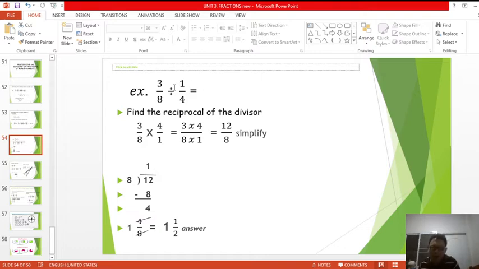So again, all you got to do is copy the dividend. We have 3 over 8 times. Again, you change the mathematical operation from division to multiplication. Then you multiply by the reciprocal of the divisor. The reciprocal of 1 over 4, or 1/4, is 4 over 1. So as you can see now, it's multiplication again, so it's easy.